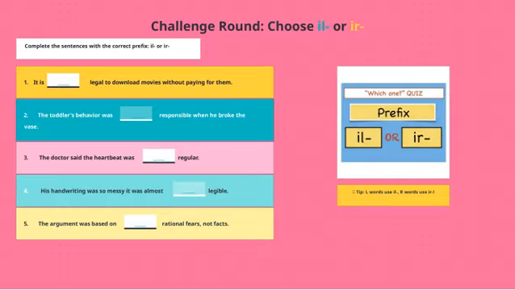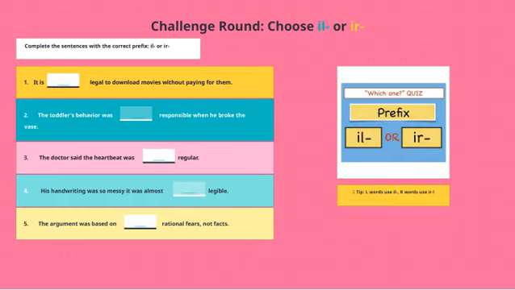Now let's go through the sentences one by one. In the first sentence, it's about something that is not allowed legally. Since legal starts with L, we use ill to form illegal. So, the complete sentence reads, "It is illegal to download movies without paying for them." Next, we have a sentence about the toddler's behavior being responsible. Since responsible starts with R, the correct prefix is ir, making it irresponsible. The sentence becomes, "The toddler's behavior was irresponsible when he broke the vase."